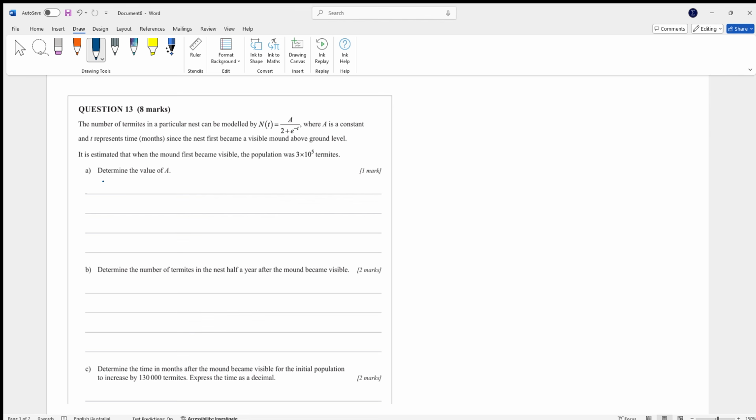It is estimated that when the mound first became visible, the population was 3 times 10 to the 5. Determine the value of A.